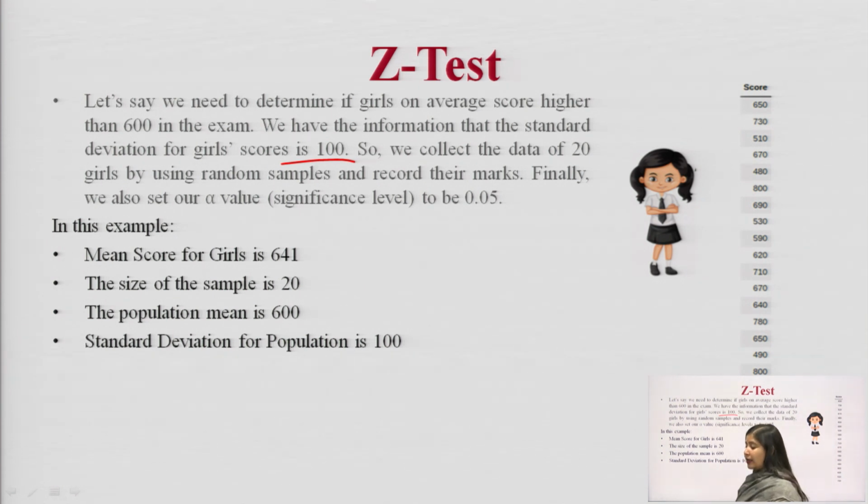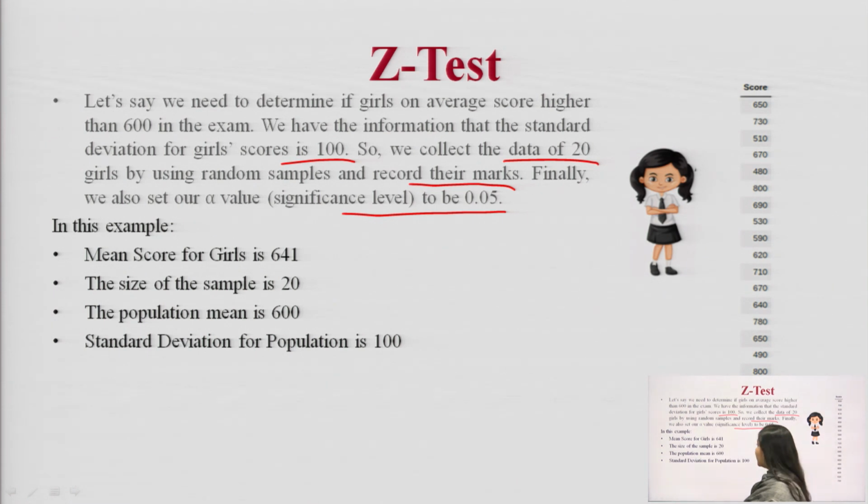And so we collect the data of 20 girls. Suppose there are 100 girls in total, but we randomly collected 20 of them and recorded their marks. And finally, we also set our significance level at 0.05, which shows that there is a 5% chance that our hypothesis will be wrong or rejected.